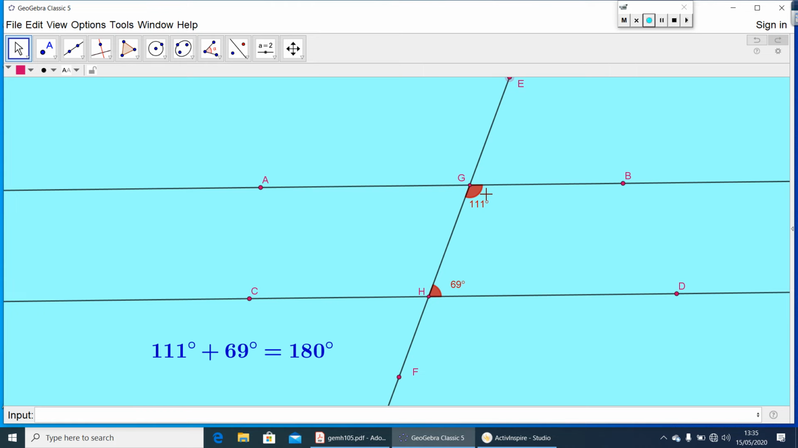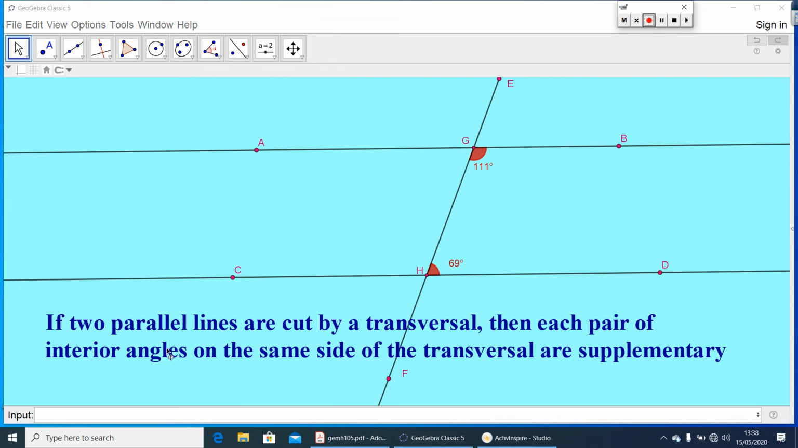So we can write, if two parallel lines are cut by a transversal, then each pair of interior angles on the same side of the transversal are supplementary. Now here also you can measure the other pair of angles on the same side of the transversal and add it, you will get a 180 degree. That means it is supplementary.